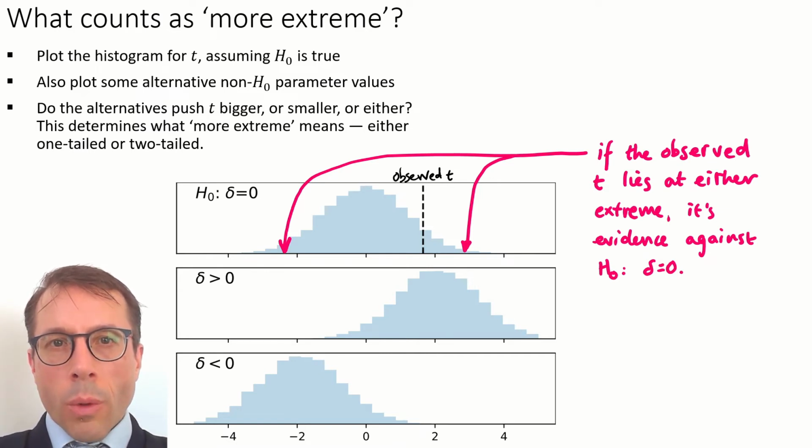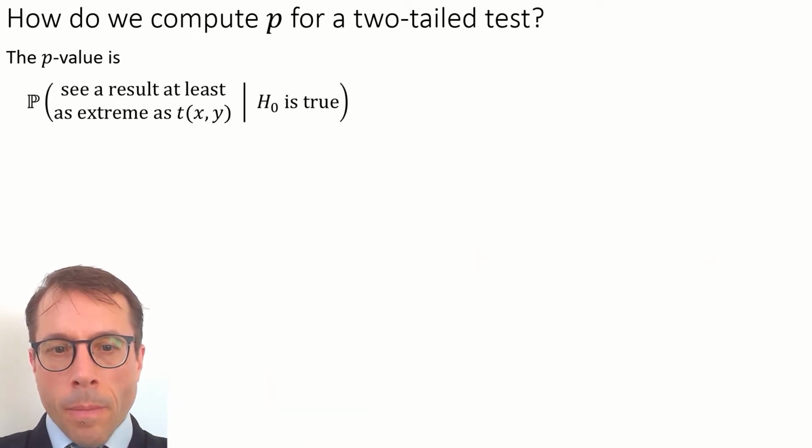Next, we want to compute p for a two-tailed test. Let's see how we can do it. Let's just remind ourselves what a p-value is. P is the probability of seeing a result at least as extreme as the observed t, i.e. t computed on our actual given datasets x and y, and it's a probability under the assumption that H0 is true. Here's how we can compute it.